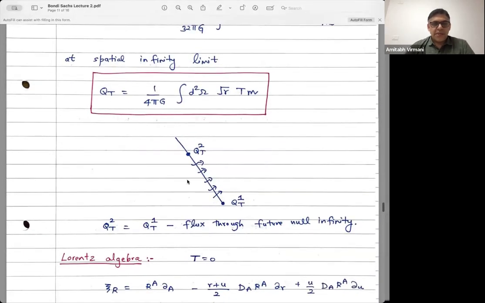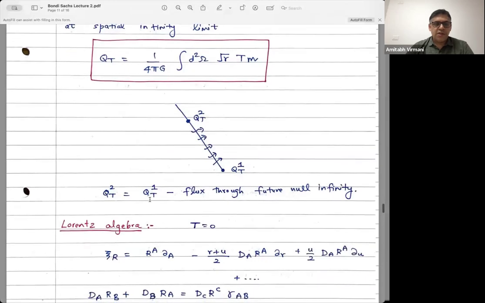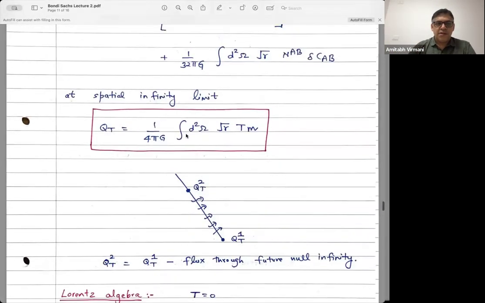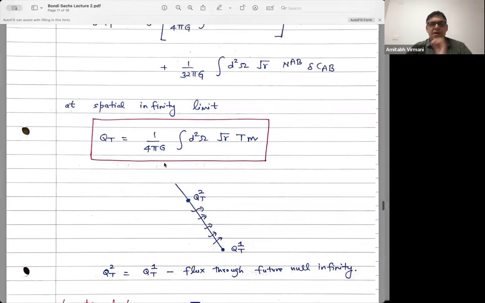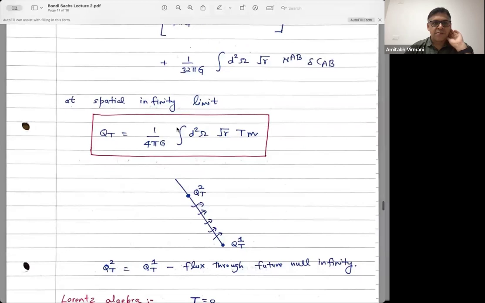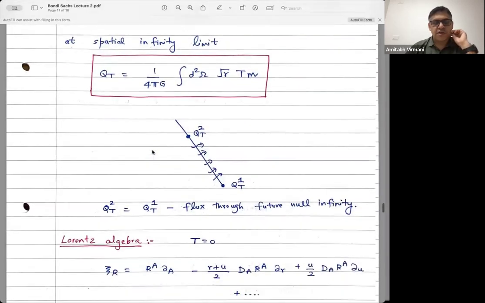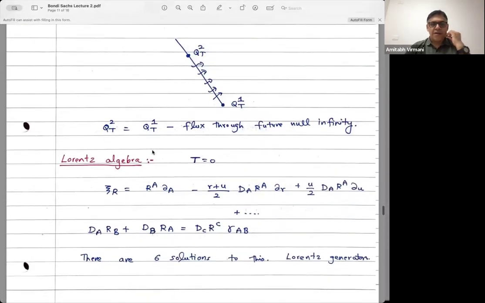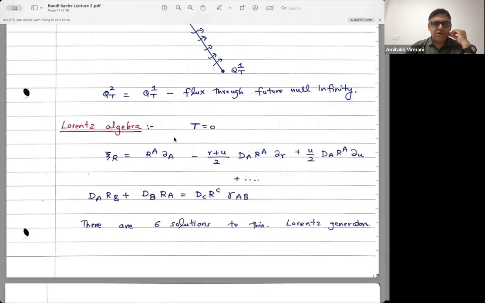Okay, so this is something I discussed. So QT2 is QT1 minus flux through the future null infinity. Similar formulas one can write at past null infinity, and then one can ask whether this expression matches at future and past. Again, this is some topic that people have worked on a lot in the last few years. Okay, now let me briefly mention about the Lorentz algebra.